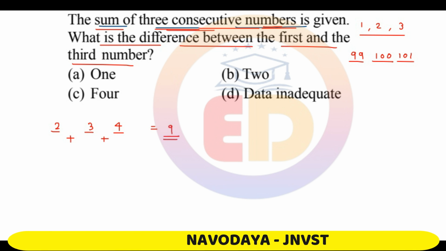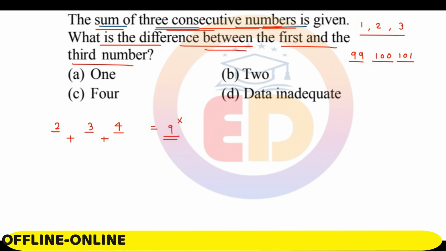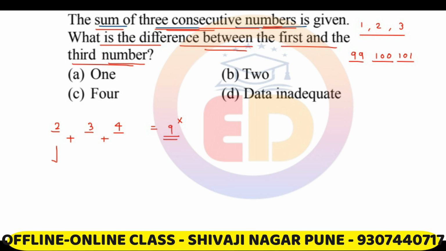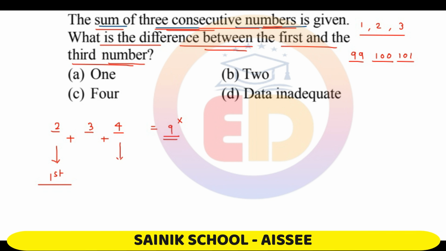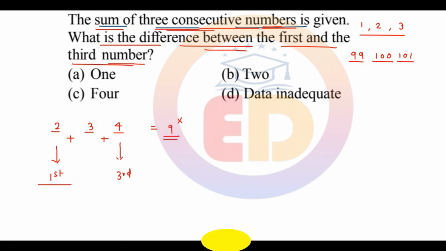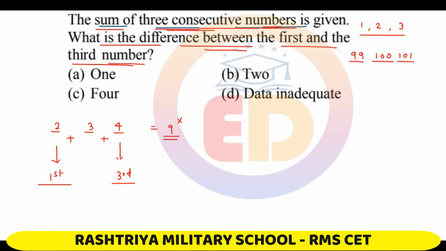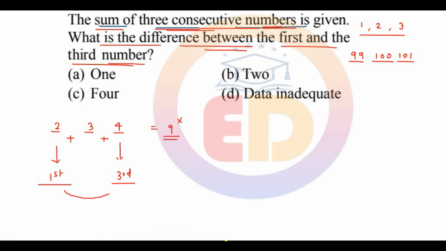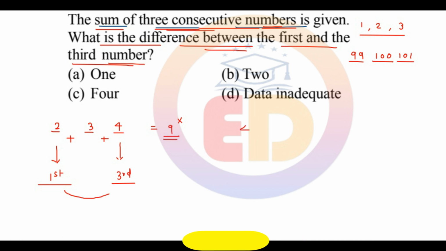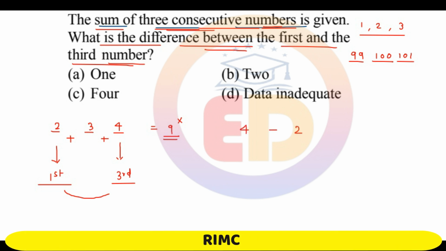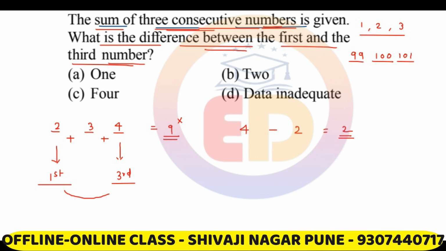Now actually we don't need this sum, because the question is asking what is the difference between the first and the third number. The first number is 2 and the third number is 4. Difference means we have to subtract the first number from the third number. So the difference between 4 and 2 will be 2. Answer will be option number B.